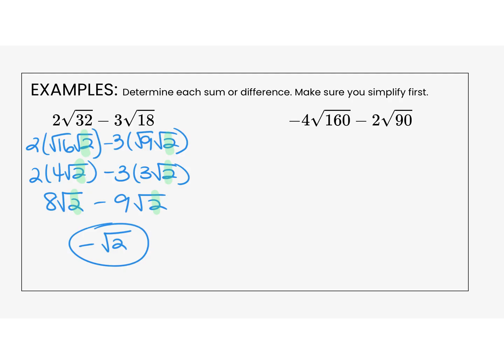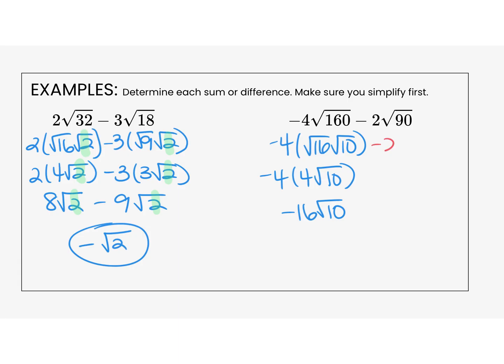Okay, let's try another one. Again, these are getting a little bit more challenging as we progress, just more simplifying that we have to do. So 160 could be 16 and 10, which would be 4 root 10, and then multiply that, so that would be negative 16 root 10.